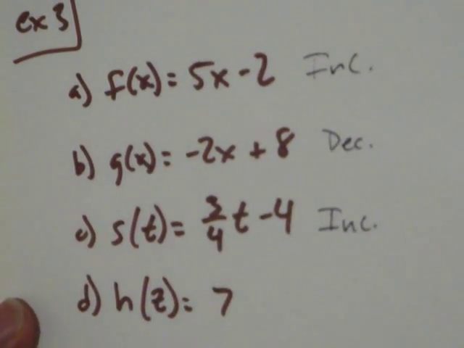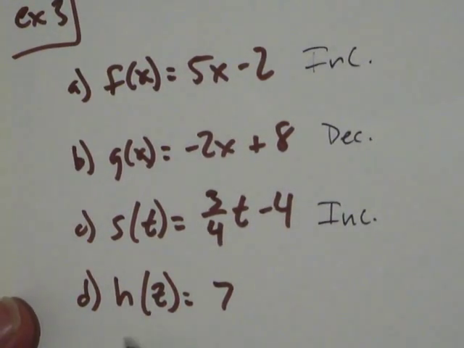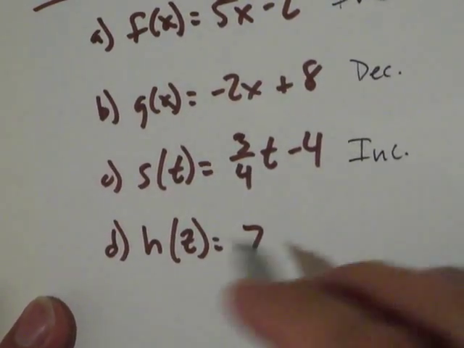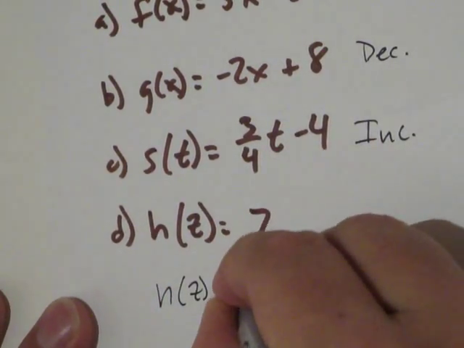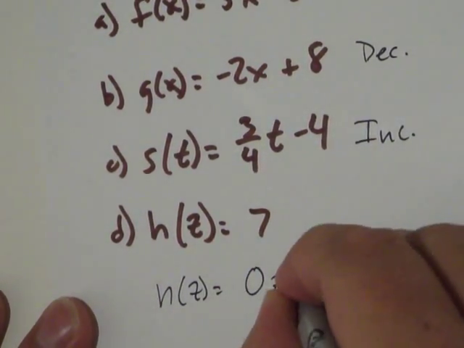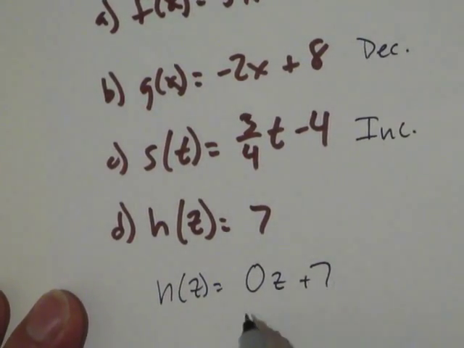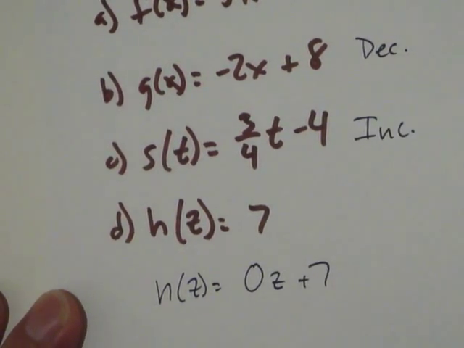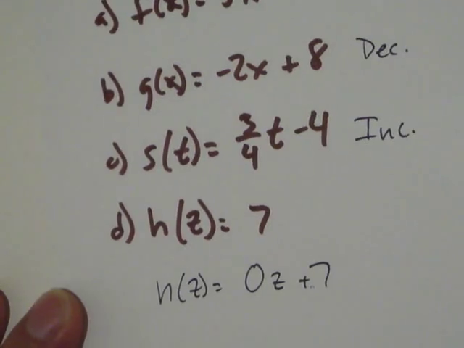And then over here, h of z equals 7. That looks like the constant function, where it's just f of x equals a number. The reason it works is that another way to write this is h of z equals 0 z's plus 7. If you write it like this, the number with the z is now 0, so the slope is 0, and we said if the slope was 0, then it was constant. So there you go. That's how that works. All right? Cool.